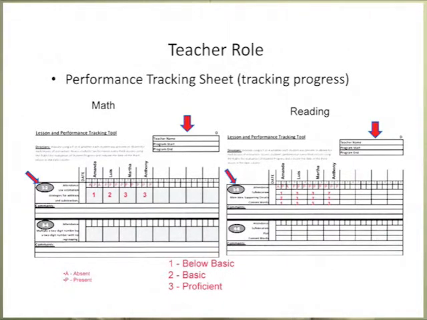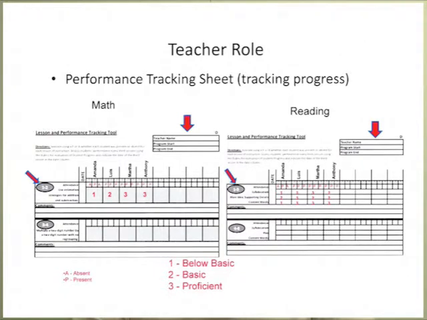You assess your students in 3 sections: the word analysis, comprehension, and vocabulary. You must use the rubric of the numbers 1, 2, and 3. 1 being below basic, 2 being basic, and 3 proficient. For the math program, you assess your students also using the rubric, but only 1 number for the whole lesson.